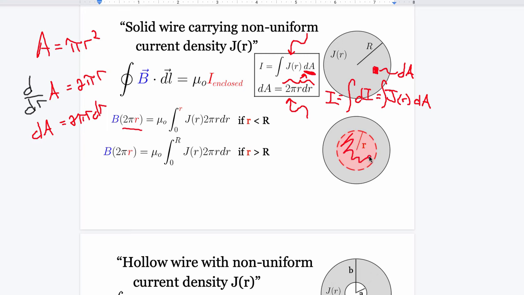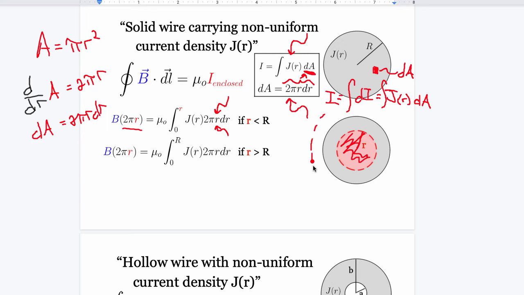So the I enclosed is this. I can't just do J times A. I have to do the integral of J dA. So I do the integral of J, here's dA, and I go from 0 to little r. Those are my limits because I just want the current in here. And you integrate. Let's say J was r squared. Well, you'd combine it with this r here, you'd get r cubed, do an integral, and get r to the 4th over 4. You put your limits in. It's not actually too bad at that point.